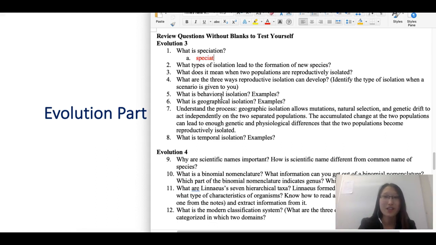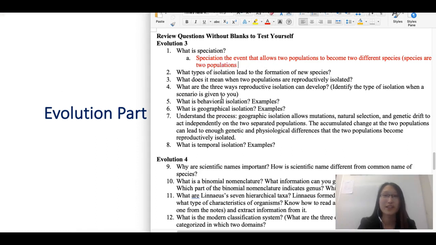Okay, so speciation is the event that allows two populations to become two different species. But what are species? Species are two populations that cannot interbreed, meaning they cannot form offspring that are viable. Viable means these offspring are alive, and fertile offspring.